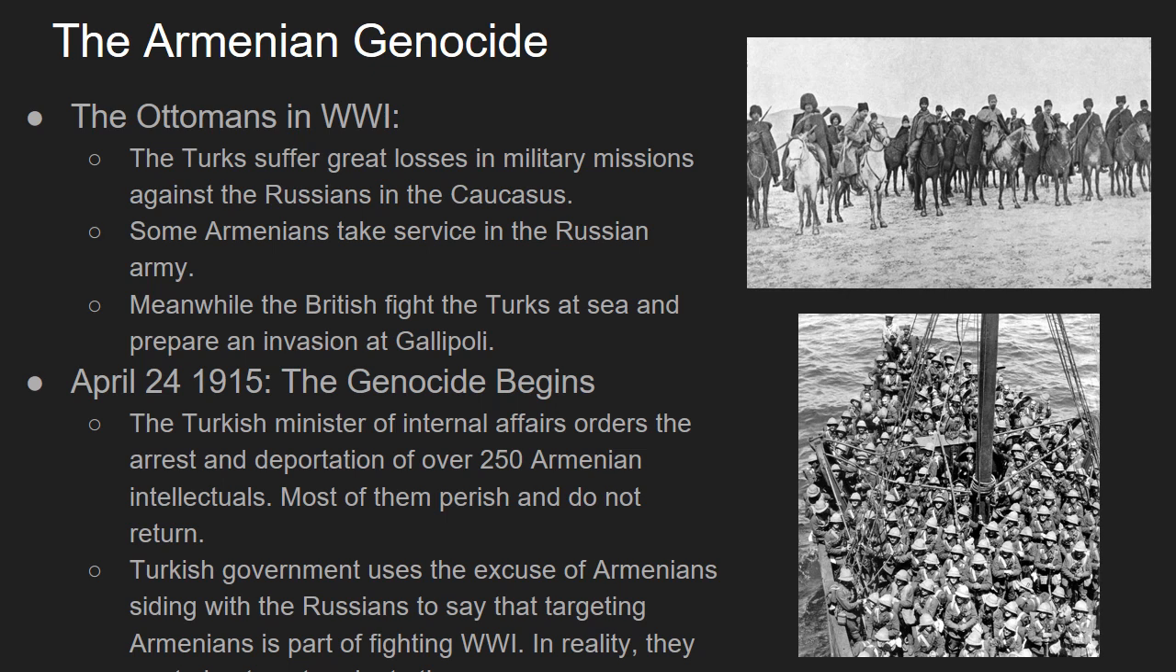Following this, the Turkish government uses the excuse that Armenians were siding with the Russians, and that targeting Armenians was part of fighting World War I. But in reality, this was an attempt at extermination. They were specifically targeting civilian populations with the intent of wiping out this group of people.